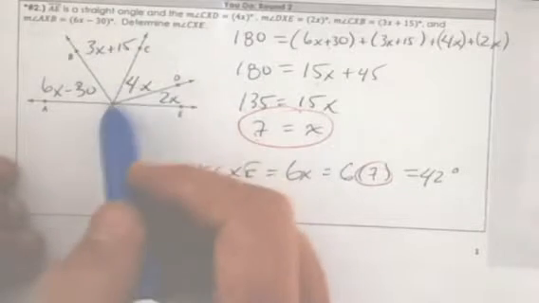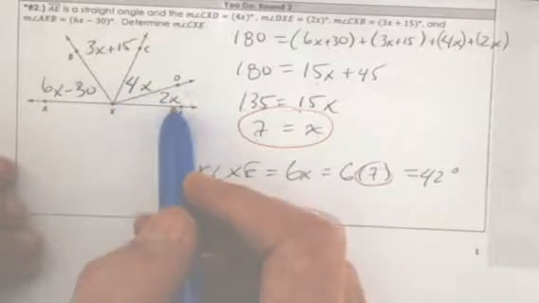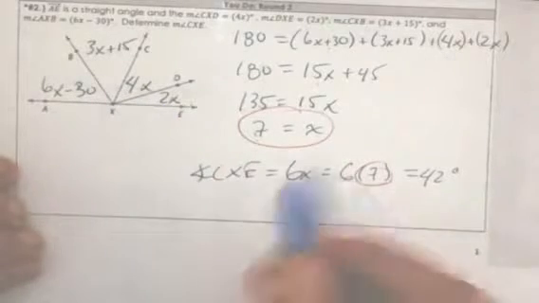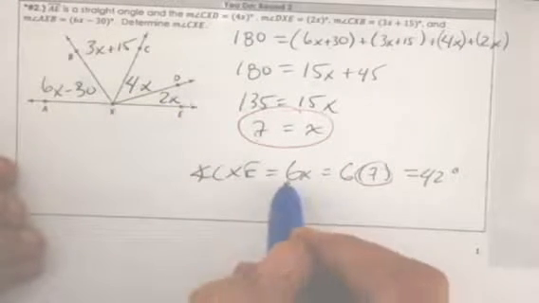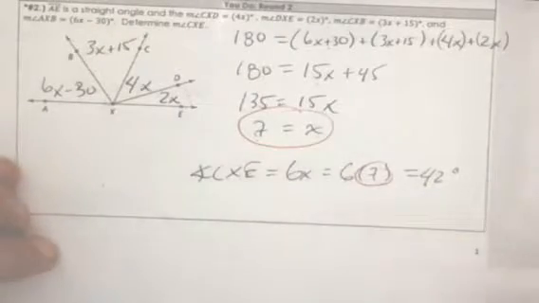So CXE is all of this. It's 4x plus 2x. It's 6x. So CXE equals 6x equals 6 times 7 equals 42 degrees. Awesome.